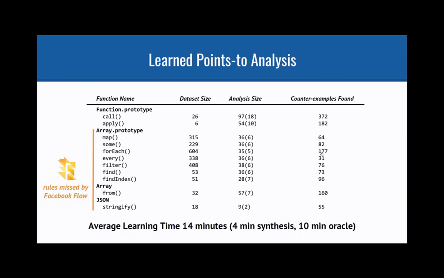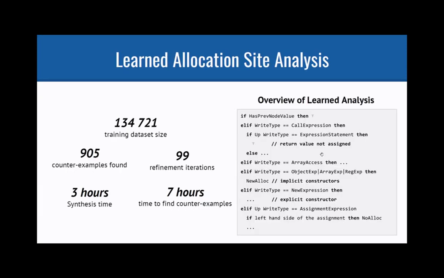The next experiment we tried is for the allocation site analysis. Here the dataset was much, much larger, with more than 100,000 training examples. We still found more than 900 counterexamples with around 99 refinement loops, and the whole synthesis took about 10 hours, where 3 hours were spent synthesizing the programs and 7 hours trying to find the counterexamples. And this is sort of the skeleton of the learned analysis. It's quite large. It contains about 200 branches.